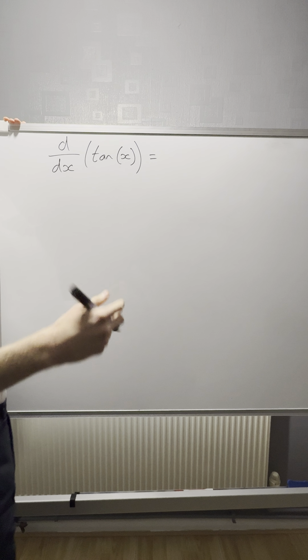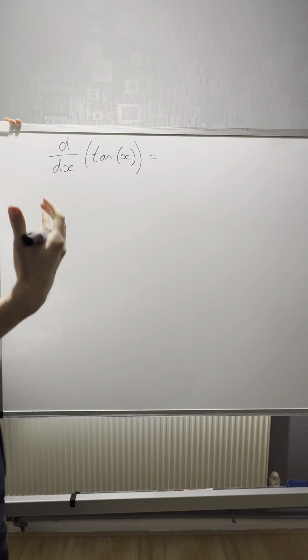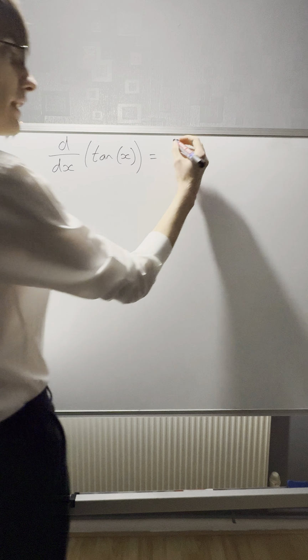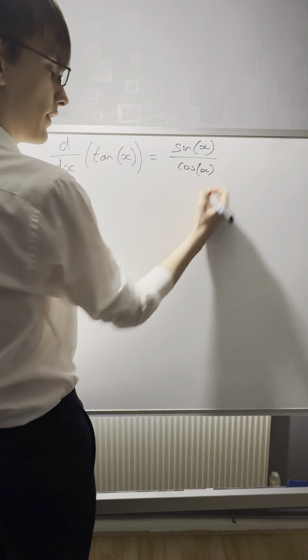Okay, bit of a simpler one today, but a very, very important one. So d by dx of tan x. Now, in order to be able to solve this, we are going to turn this into sine x over cos x, and we are going to apply the quotient rule.